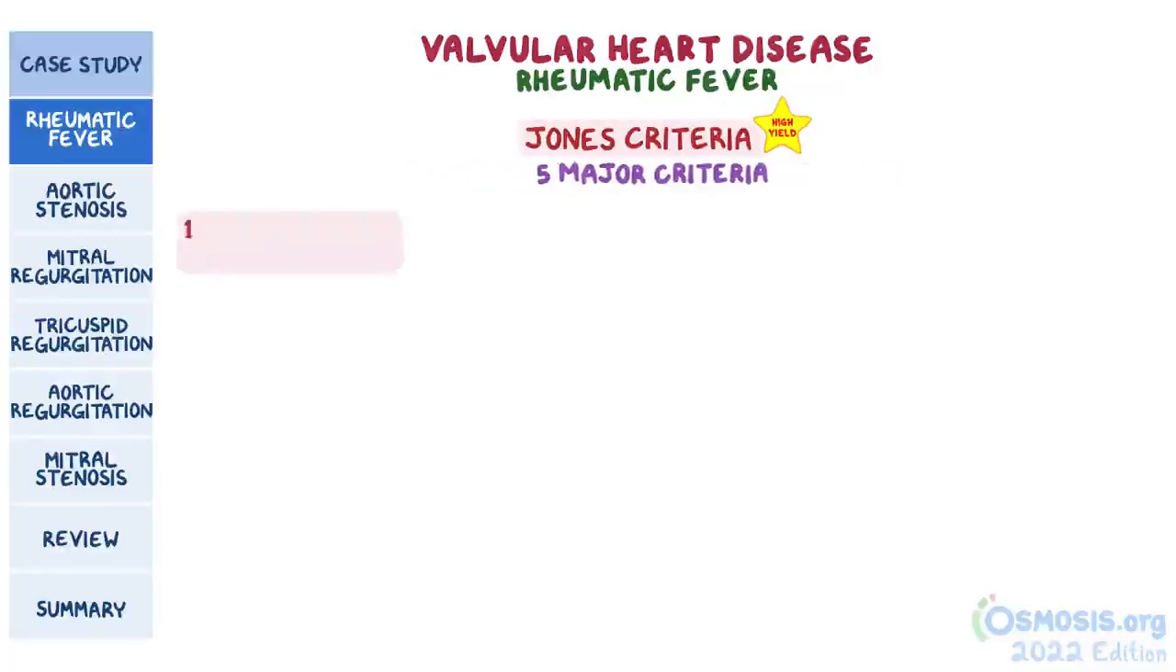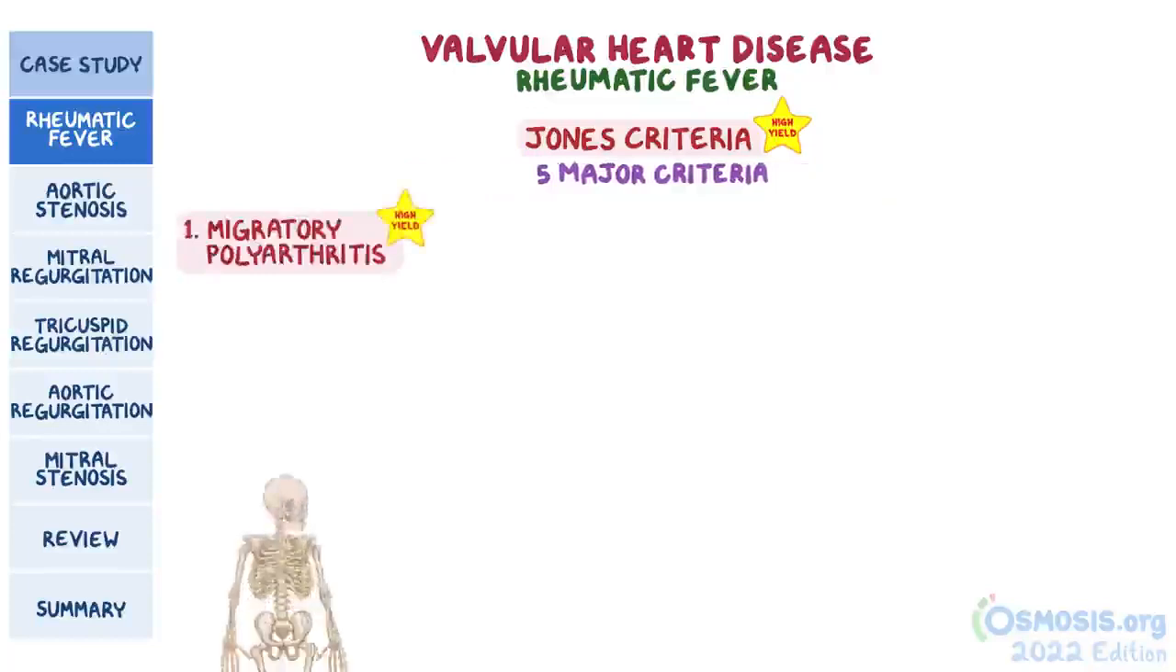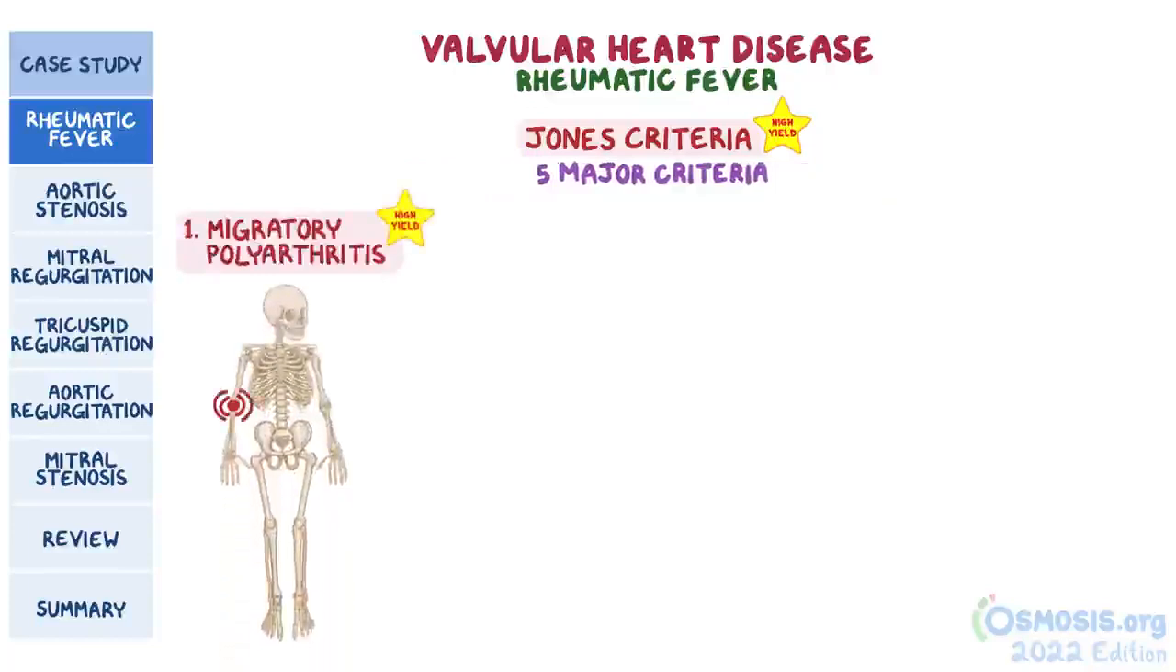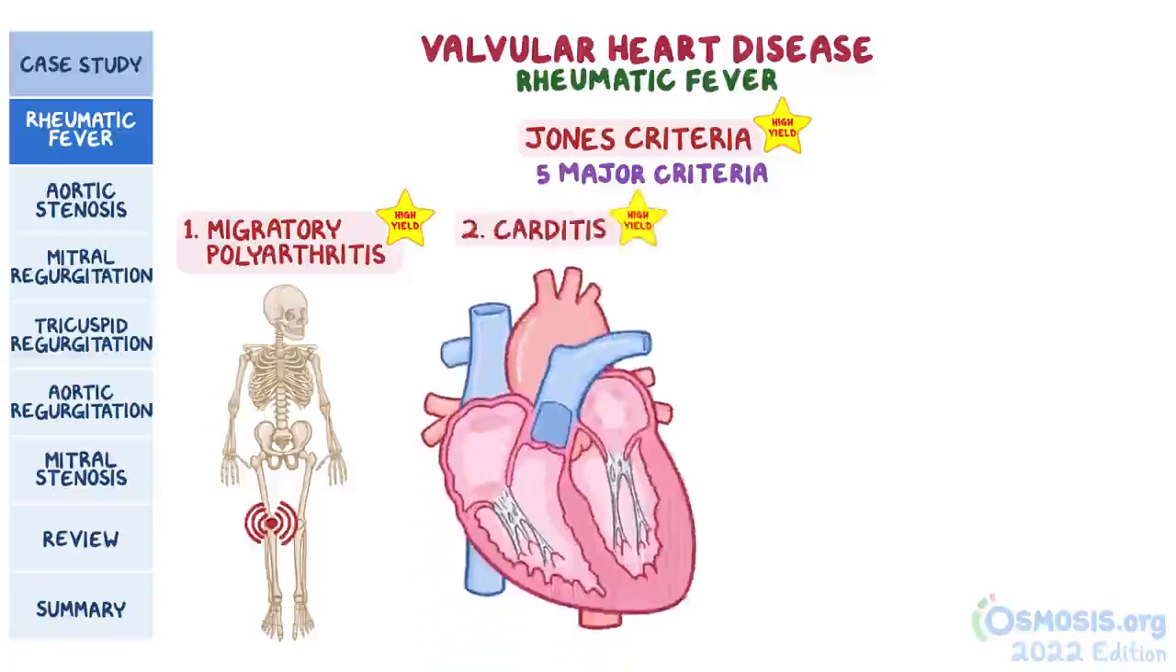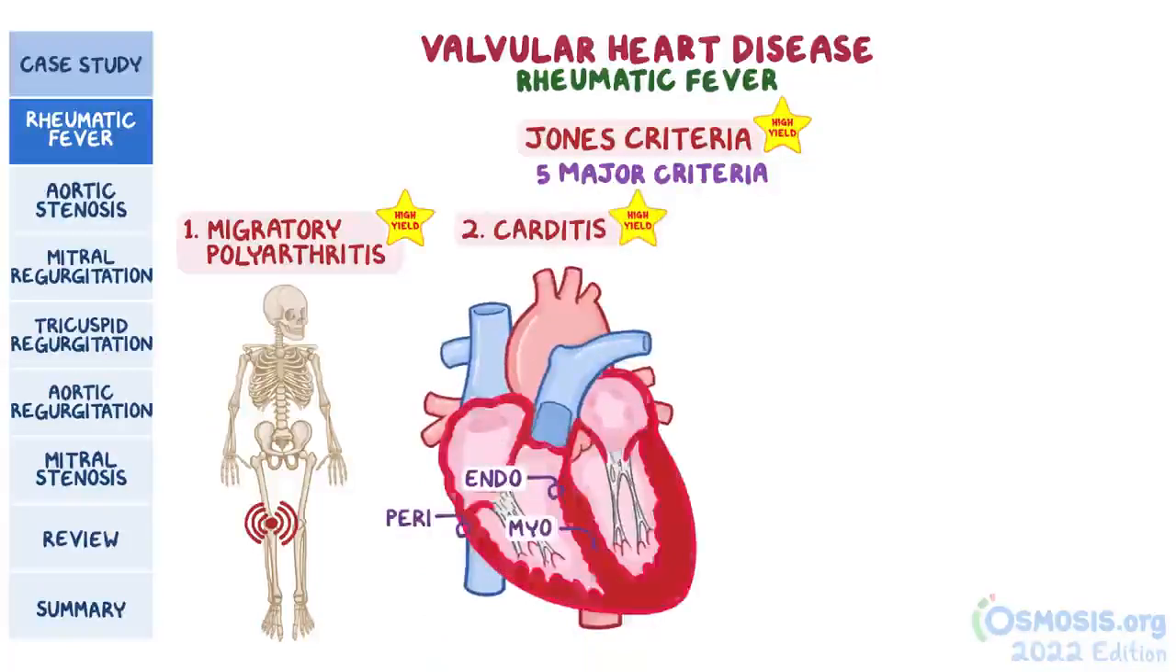The most common is migratory polyarthritis of the joints, where multiple large joints become inflamed, swollen, and painful, then the inflammation resolves and spreads to other joints. Secondly, some patients have carditis. The inflammation can affect the endo, myo, and pericardium. Since the endocardium involves the valves, they too are affected.